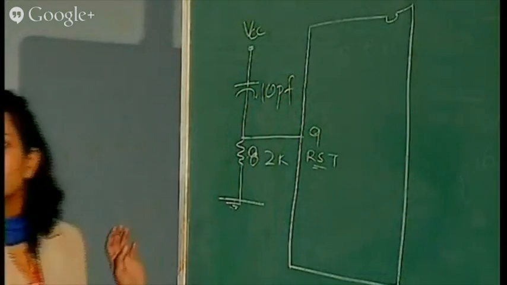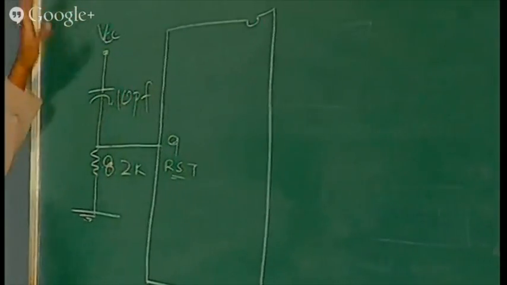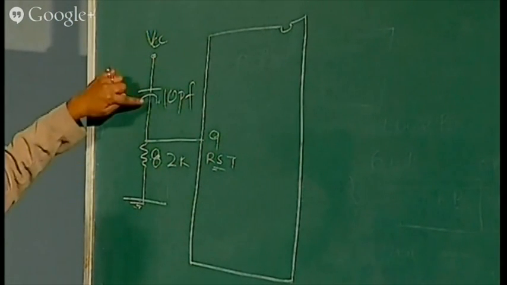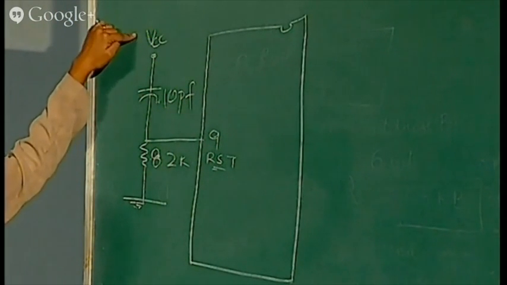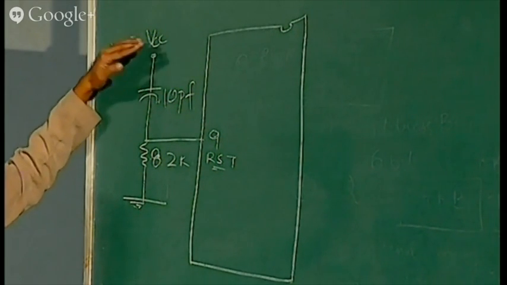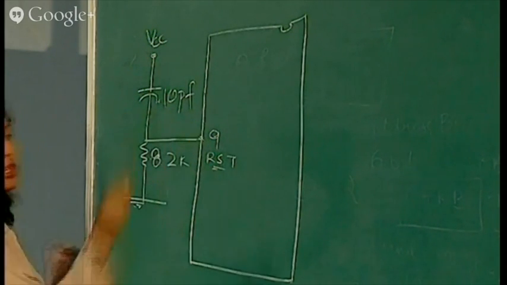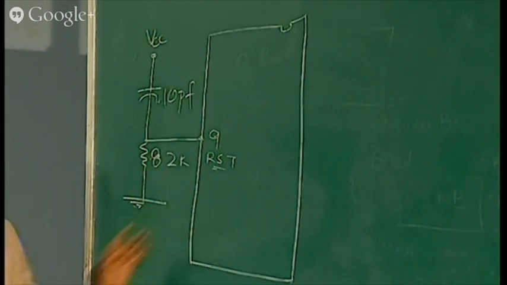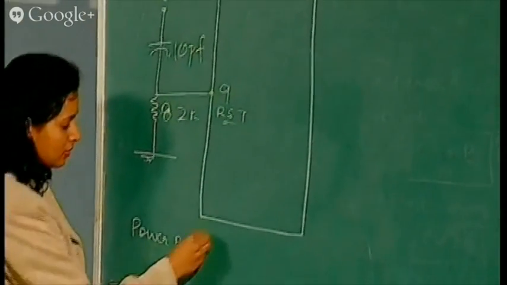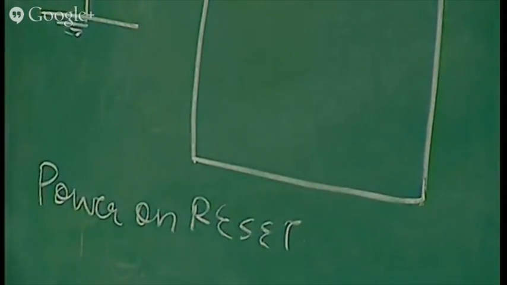Why I'm saying it is power on reset is because when you turn on your circuitry, pin number 9 is automatically connected through this capacitor to the VCC, okay? After some time, the capacitor becomes fully charged, and then this VCC is connected to pin number 9. So this kind of circuit is known as power on reset. And this is a current limiting resistor, 8.2K.